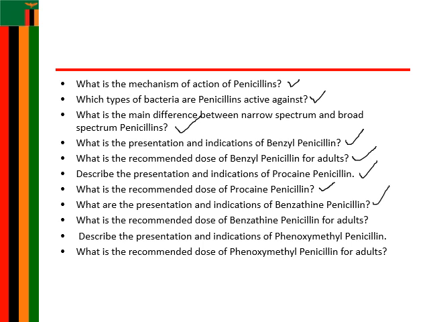What is the recommended dose of benzathine penicillin for adults? The recommended dose for adults is a single dose of 2.4 mega units intramuscularly or 1.2 mega units for rheumatic fever prophylaxis.